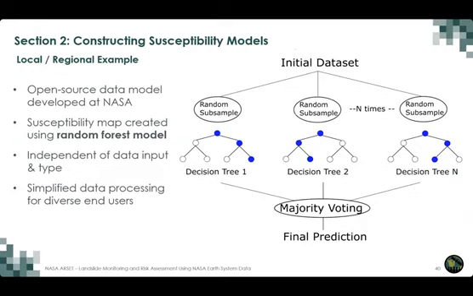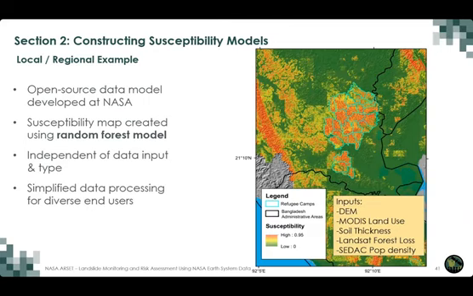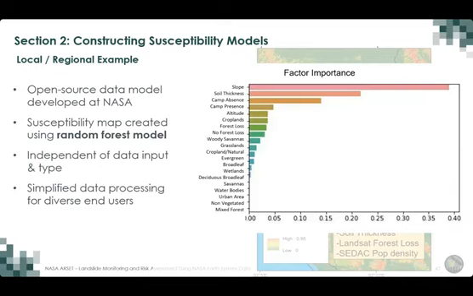This is effective to use with a variety of different Earth observation data sets, and was built with simplified data processing in mind. An output example here is from looking at the Rohingya refugee camps in Bangladesh. This is some work that our team supported several years ago. The higher red values indicate higher potential susceptibility based on a number of different elements, including not only DEM data, but also land use, soil thickness, and forest loss. From those assessments, we can also get the relative importance of the individual factors. In this case, the slope and soil thickness were very important to the relative likelihood of landslides in that setting.